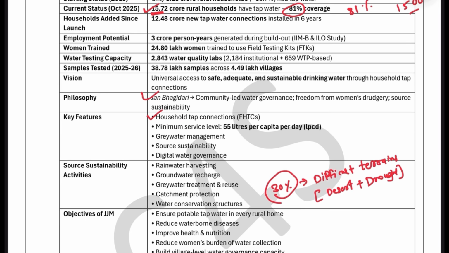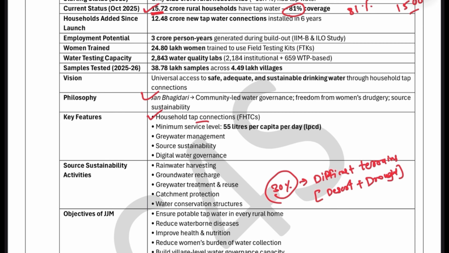The philosophy is Jan Bhagidari and community led water governance. That's why we have the village water and sanitation committee, which has around 10 to 15 members, and 50% will be women. They are going to mobilize and motivate the community to contribute around 5 to 10% of the infrastructure cost. So we have village water and sanitation committees.